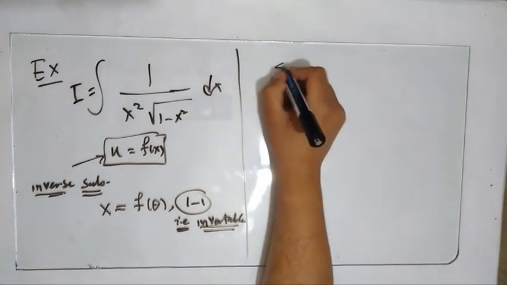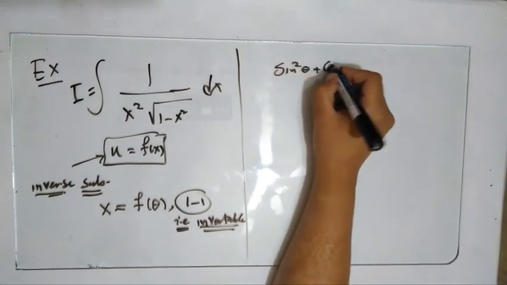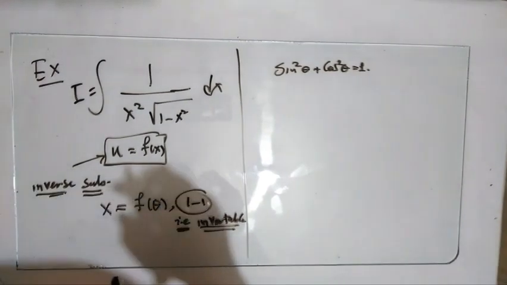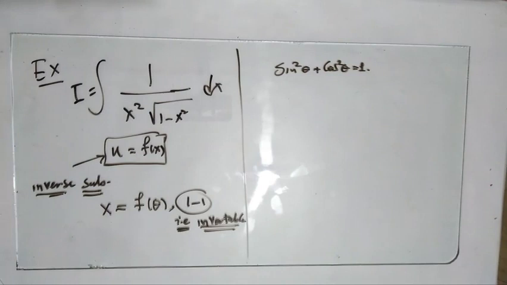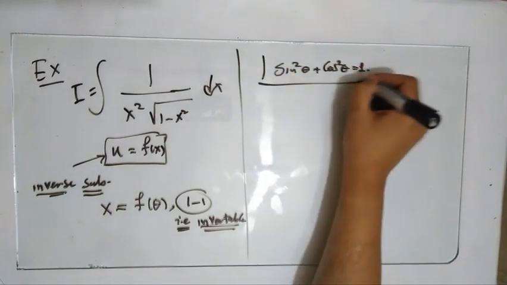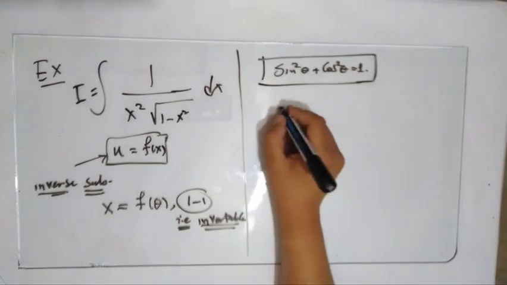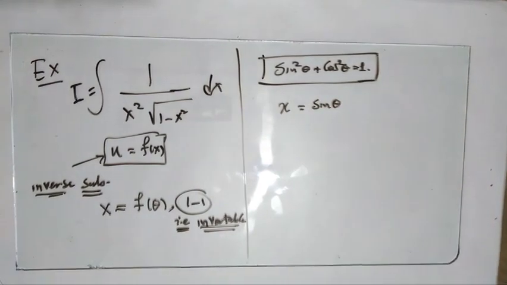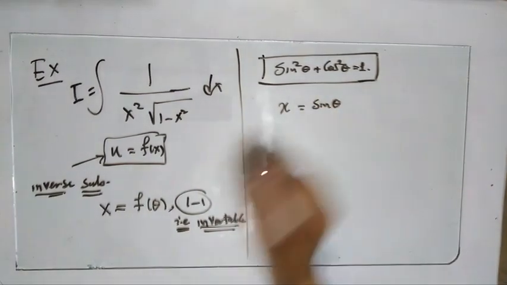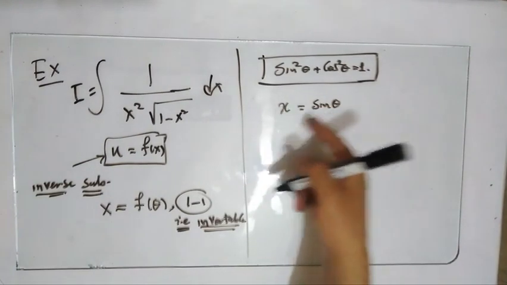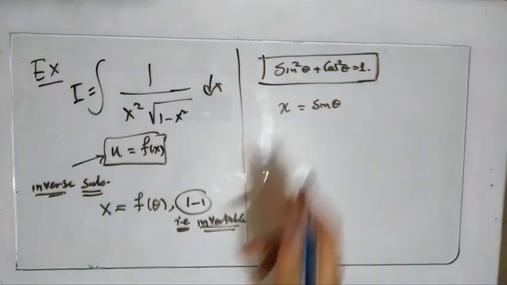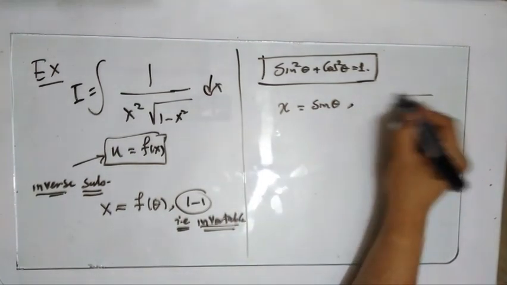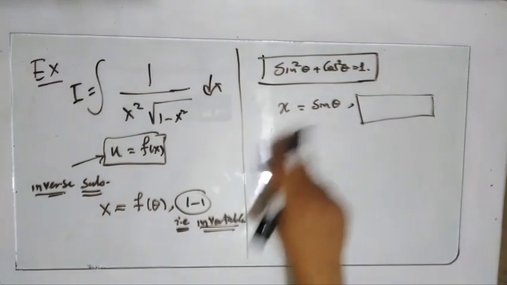Actually, we know that sine squared theta plus cosine squared theta equals 1. So I will use this identity to define my substitution. I will choose x to be a function in theta, such that x equals sine theta, and everything we will do for sine theta. I think you can do it for cosine, so you can use sine or cosine. And then I will put a restriction on theta, such that this function is invertible.